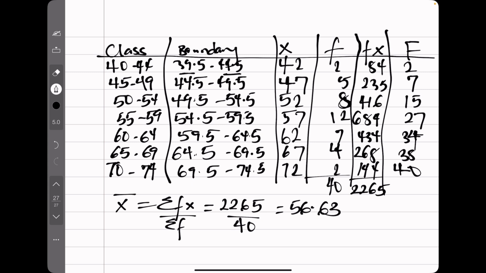Then the modal class. What is the modal class? It is 55 to 59 because it happens to have the highest frequency. The modal class equals 55 to 59. This class. That's our modal class, not our mode itself.